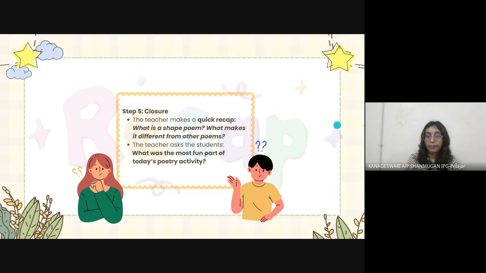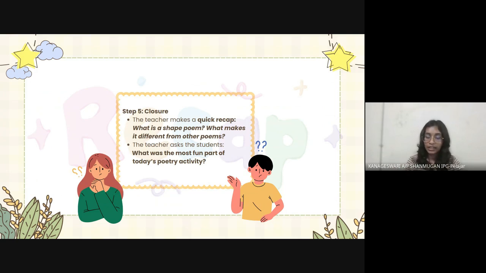Now, to wrap this lesson up, it's important to leave the students with a reflection on what they have learned. First, ask reflection questions like, what shape did you choose and why? Or, how did it feel to create a poem in the shape of an object? Did it change how you thought about writing? Did it make any changes in your perspective?